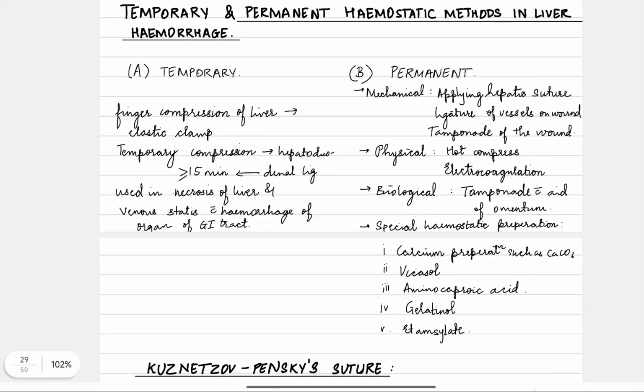Now permanent: mechanically applying hepatic suture, ligature of the vessels on the wound, tamponade of the wound. Physical: hot compression, electrocoagulation. Biologically, tamponade with the aid of omentum. Special hemostatic preparation is calcium preparation such as calcium carbonate.